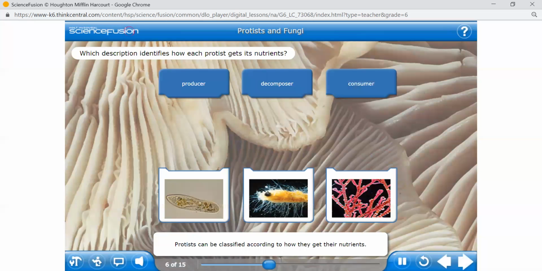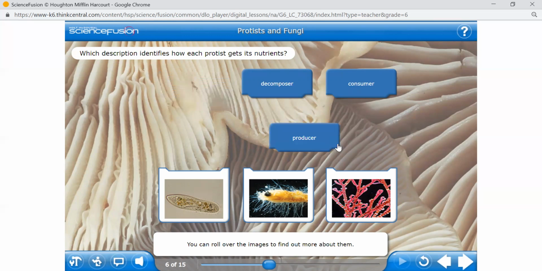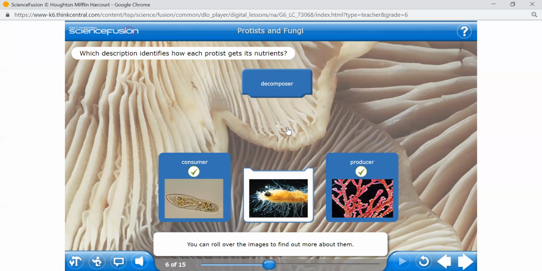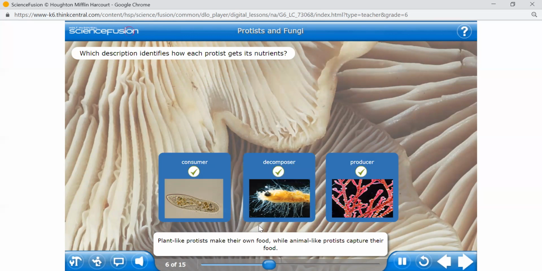Protists can be classified according to how they get their nutrients. Drag each label to the protist it describes. You can roll over the images to find out more about them. Which was plant-like here? That will be the producer. Let me put the algae. It makes its own food. Yes. This can be consumed. And consumer, yes. No, it's the first one. This is the decomposer. Good job.